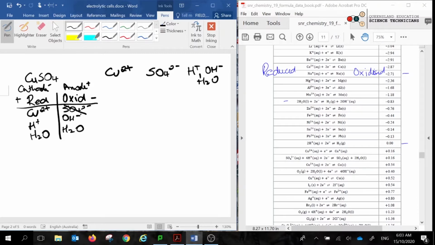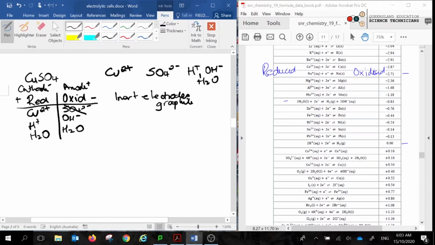If I have inert electrodes, where they're not participating in the electrolysis at all, then I don't have to consider any other sources. If I have active electrodes, I need to also consider what the metal of the electrode is. So at the moment, I'm going to consider that it's maybe a graphite electrode.